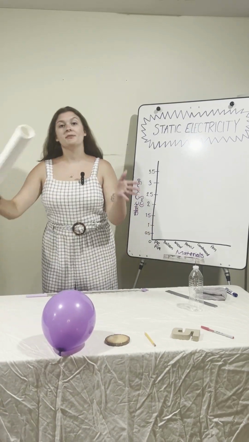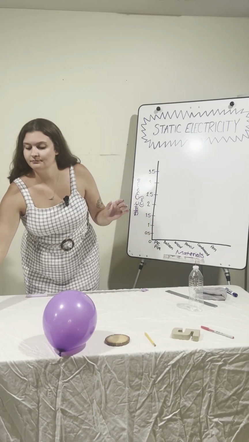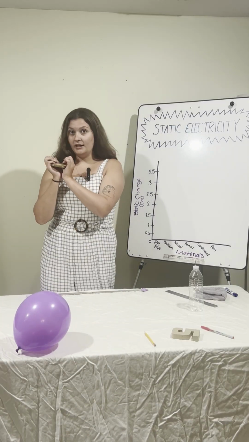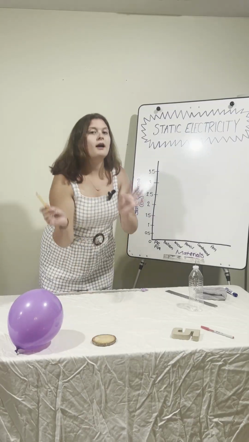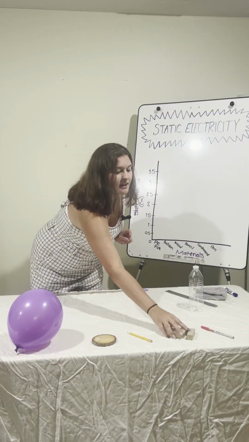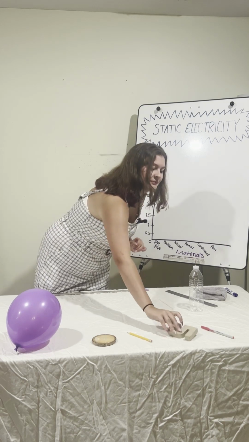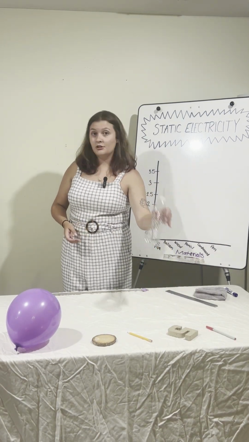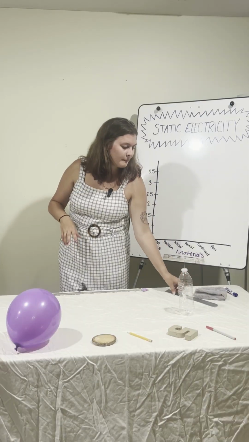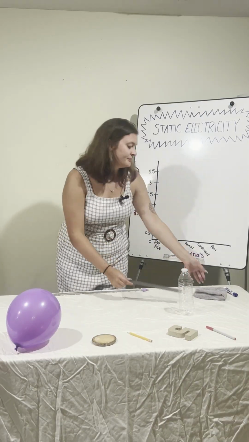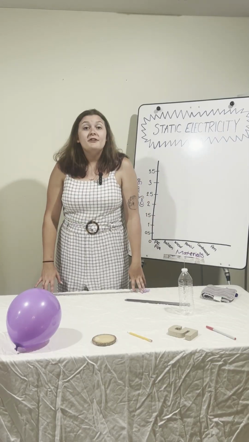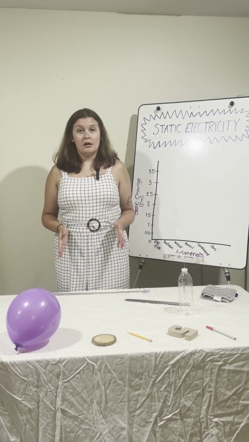I have a PVC pipe, a balloon, a piece of wood, a pencil, a piece of cardboard, and a pen. I also have a homemade electroscope, a ruler, and a washcloth. With every experiment, you must determine the variables.